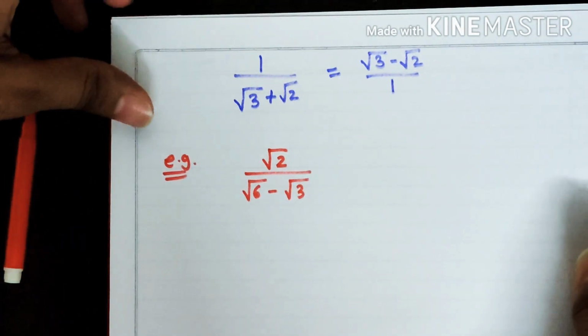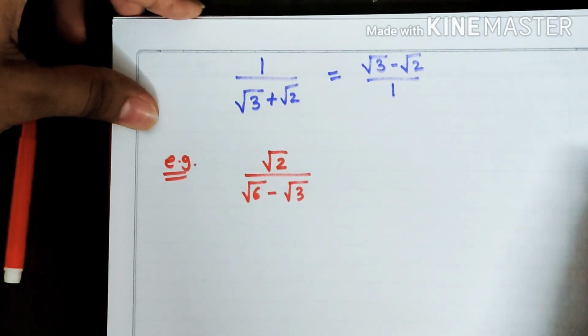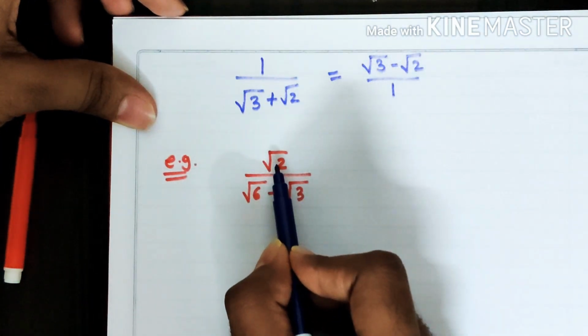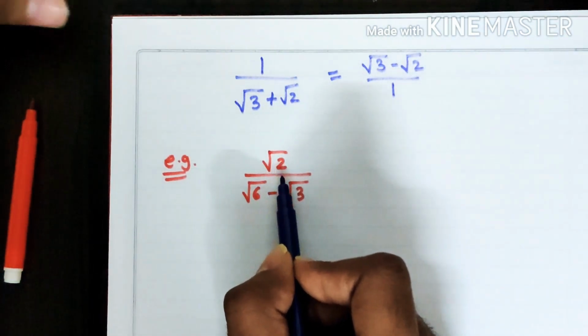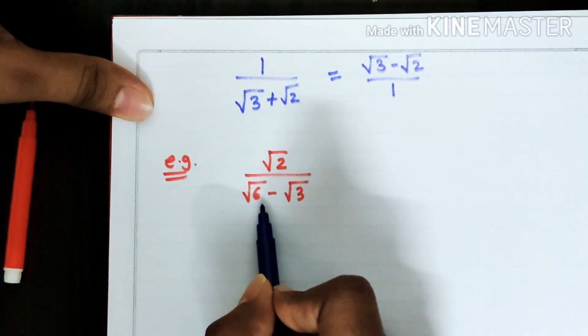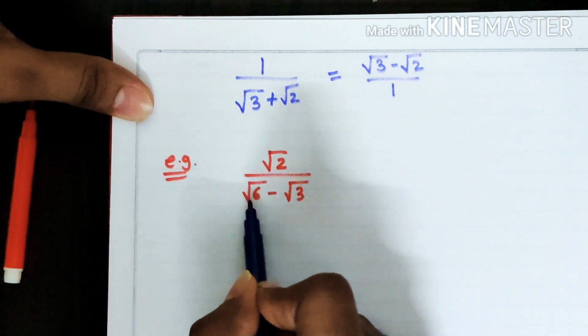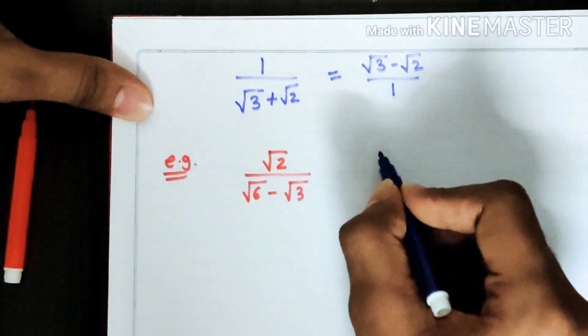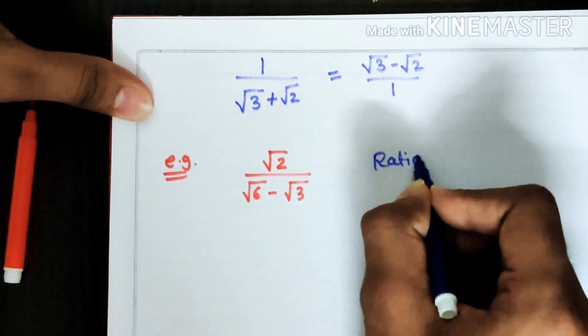Let us take one more example. In the previous example, the numerator was 1. Here in the next example, I have taken the value root 2 in the numerator, and in the denominator it is root 6 minus root 3. So we need to rationalize this.